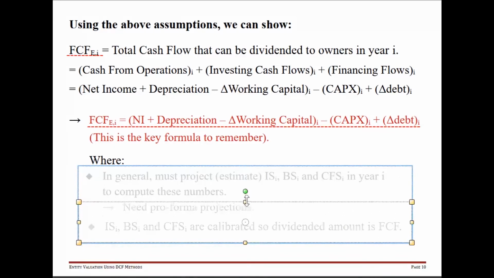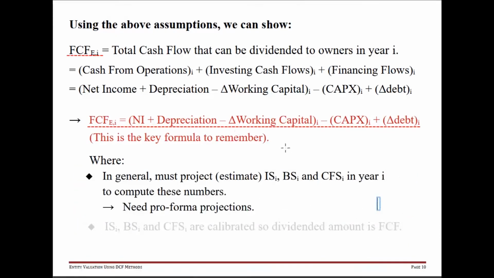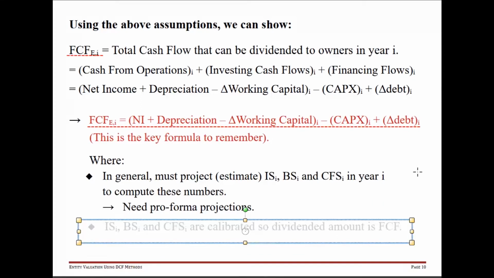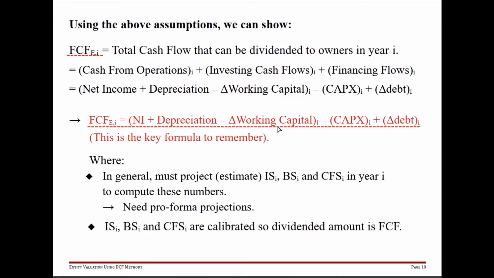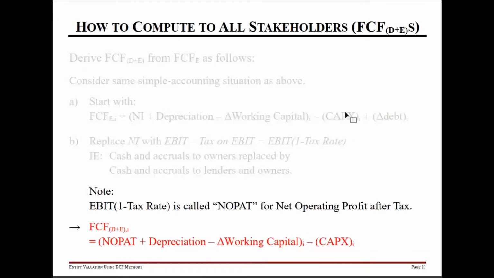And as always, good to remember that you can't get any of these things in the future without estimating the future income statement, balance sheet, and cash flow statement. So that means we're going to need what we cover a little bit later in Chapter 17, pro forma projections in the real world to make this all work. And when we do this, we also want to make sure that everything is calibrated so that the dividend amount is a free cash flow, the maximum amount we can give to owners without screwing up the future prospects of the firm.